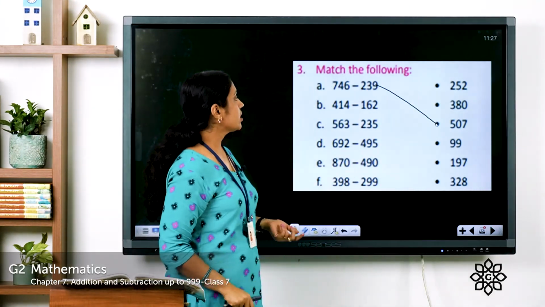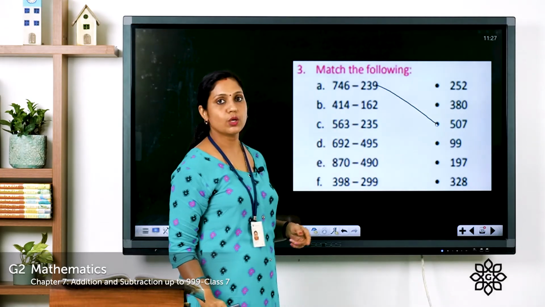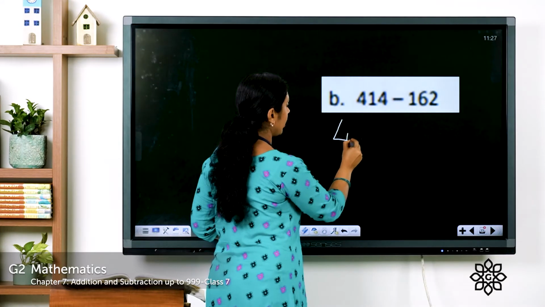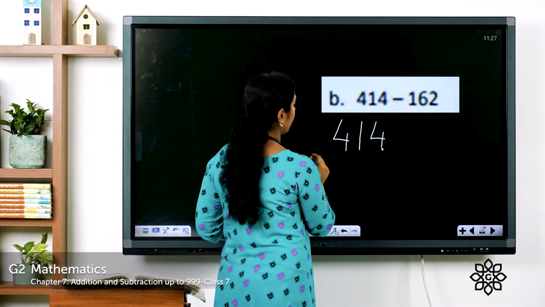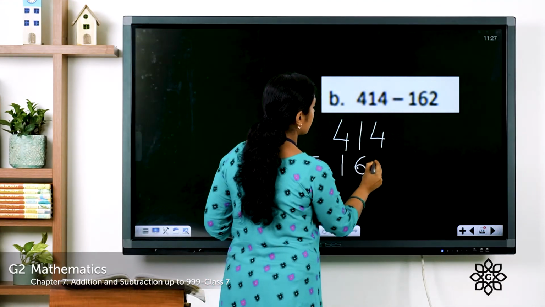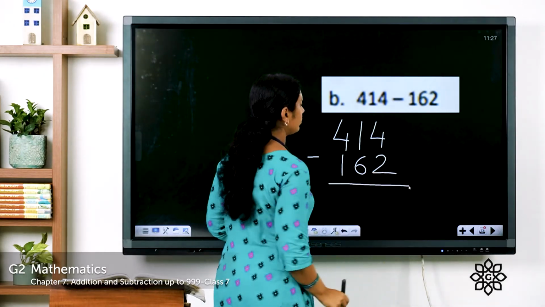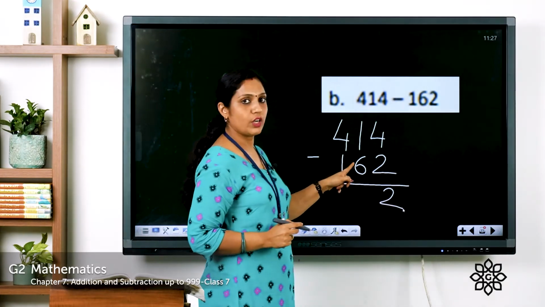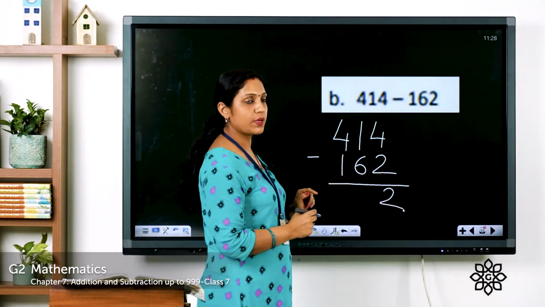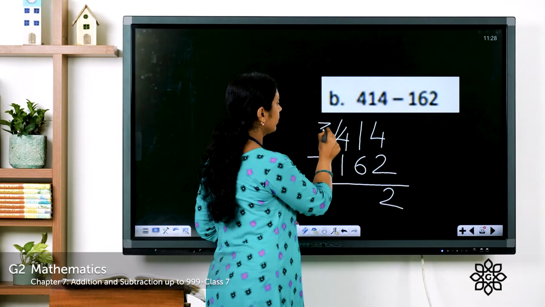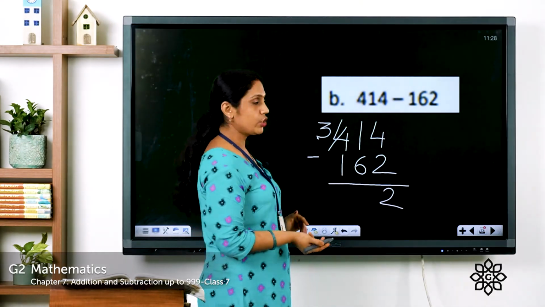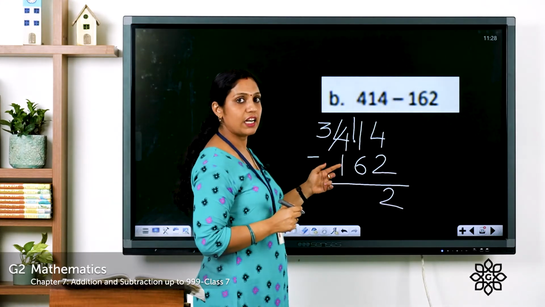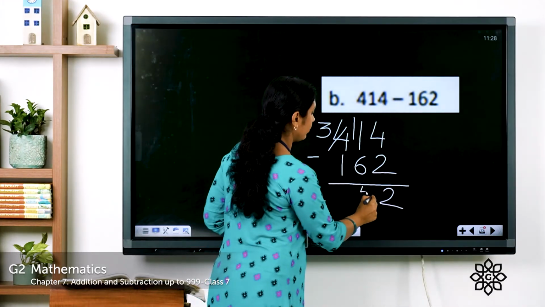Now look at the second question, 414 minus 162. 4 minus 2 is 2. 1 minus 6, we are not able to subtract. So we'll move on to the hundreds place. Borrow from there. And the one which we get, we'll take it to the tens place. Now we have 11 minus 6. 11 minus 6 is 5.